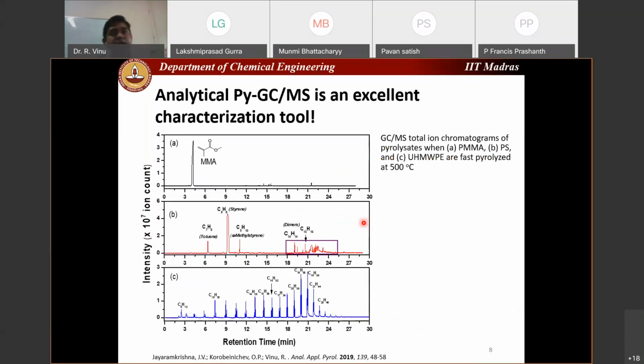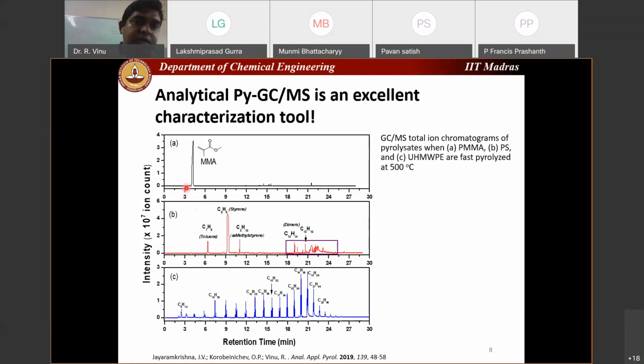Coming to some of the applications, analytical pyrolysis GCMS is an excellent characterization tool. This is what I emphasized in the beginning. Here you can see the typical product distribution that you get when you take neat polymethyl methacrylate polymer and subject it to pyrolysis at 500 degrees C. This is a well-known result, but I want to emphasize that you get methyl methacrylate, which is the monomer of the polymer, in very high yields.